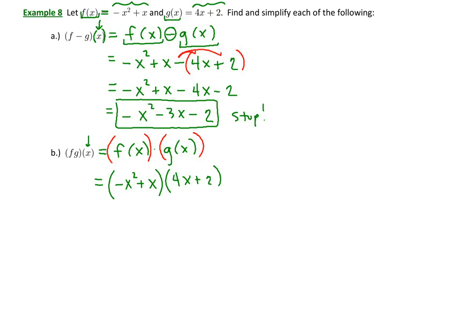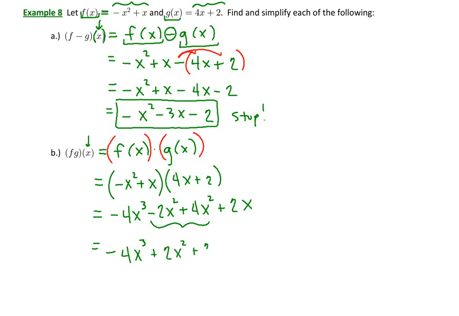Now that we've plugged in the function rules, we're going to execute the operation, which in this case is multiplication. Because we're multiplying two binomials here, we can use the process of FOIL. So the product of our first two terms, negative x squared times 4x, gives us negative 4x cubed. The product of our outside terms would be negative 2x squared. Inside terms give us a product of 4x squared. And last, we have plus 2x. Let's be sure and simplify by combining those middle terms. Negative 4x cubed plus 2x squared plus 2x.